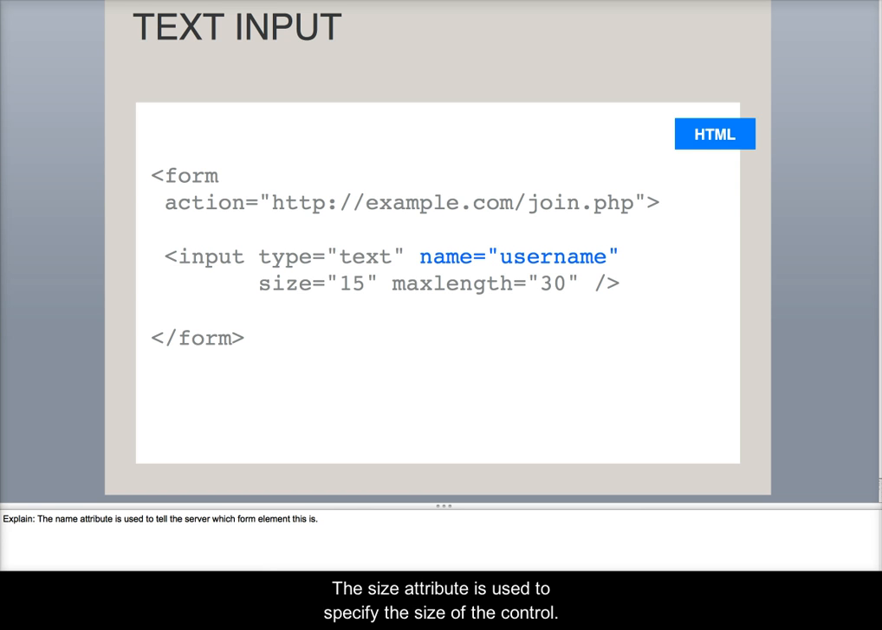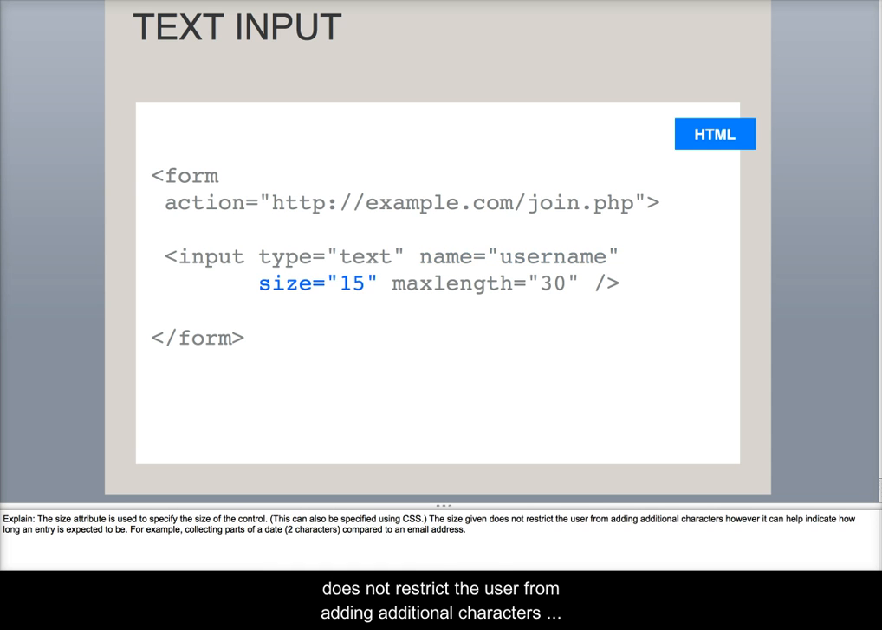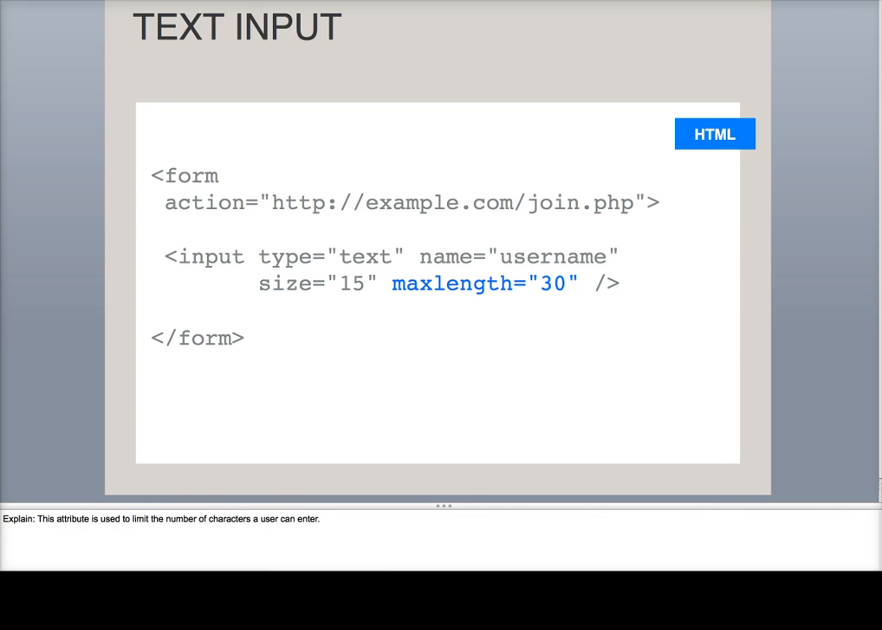The size attribute is used to specify the size of the control. This can also be specified using CSS. And the size given does not restrict the user from adding additional characters. However, it can help indicate how long an entry is expected to be. For example, collecting parts of a state abbreviation, 2 characters compared to an email address. The maximum length is used to limit the number of characters a user can enter. This is helpful again in an example like the state abbreviation.